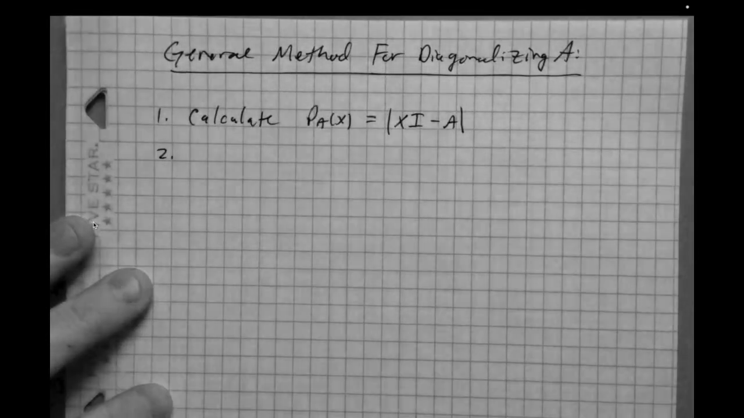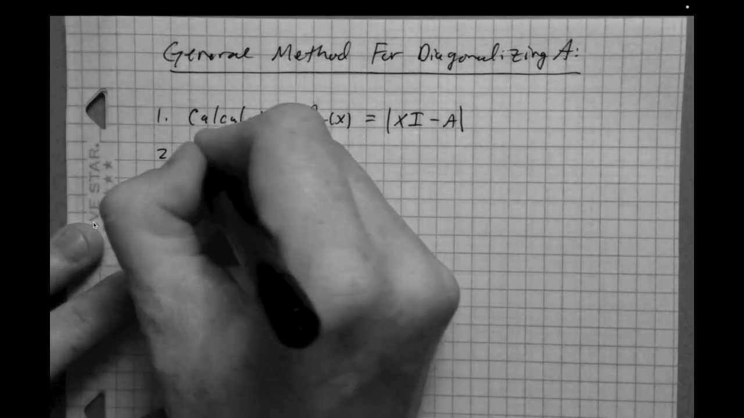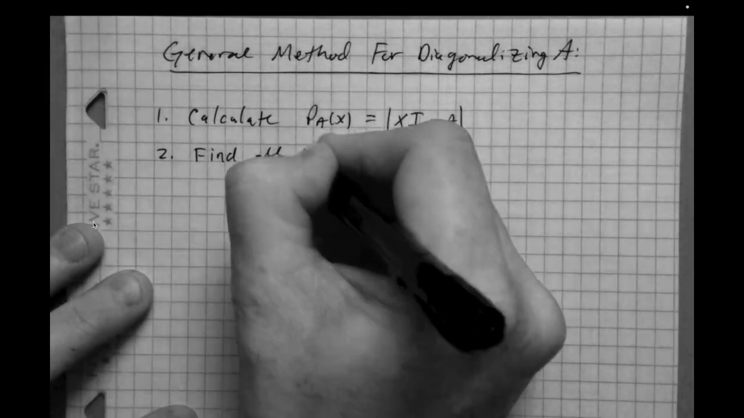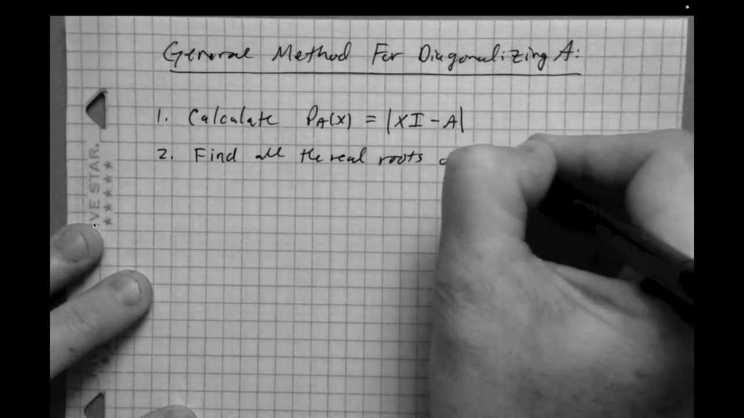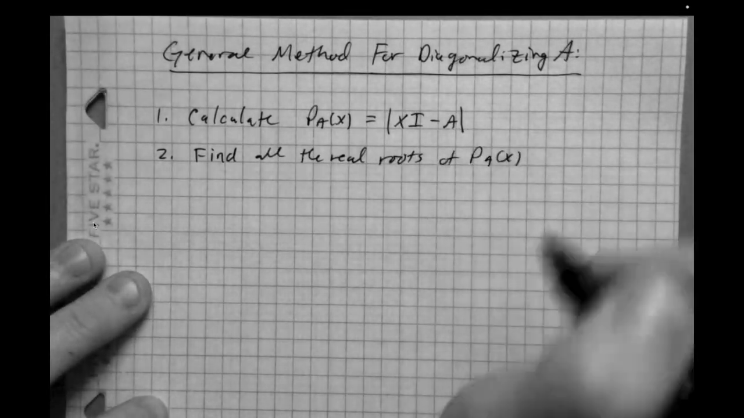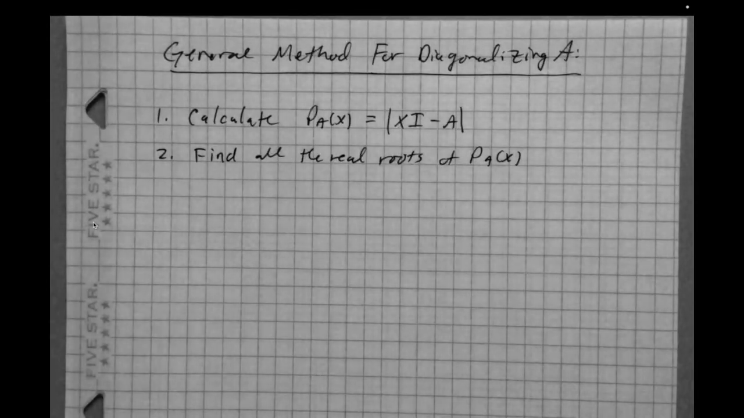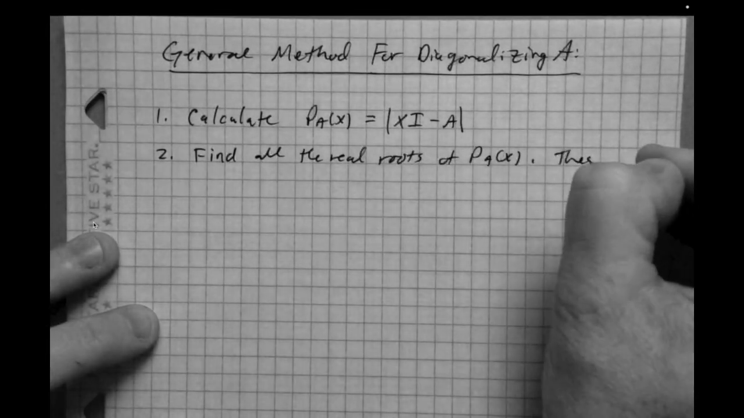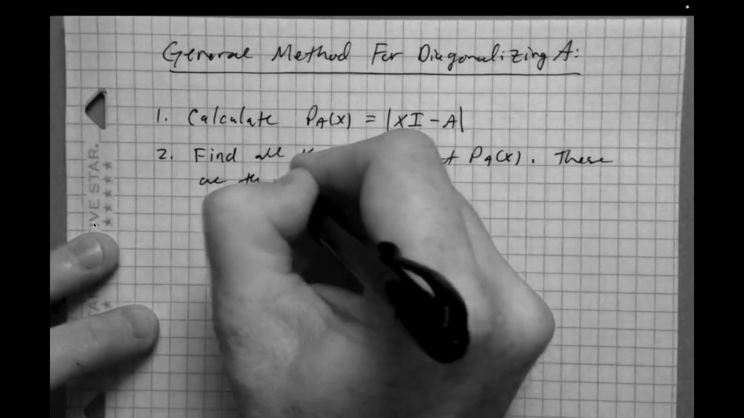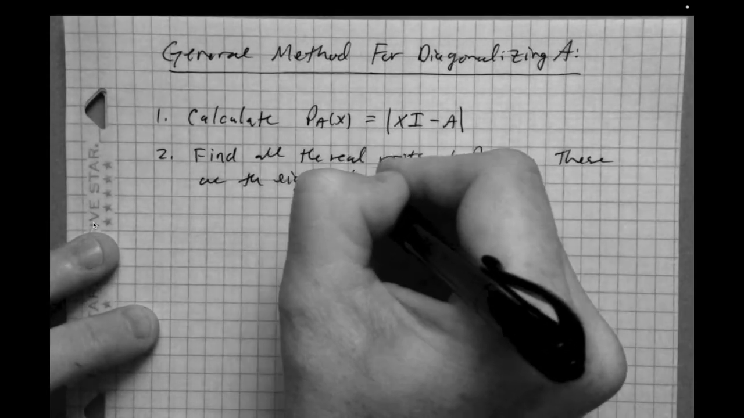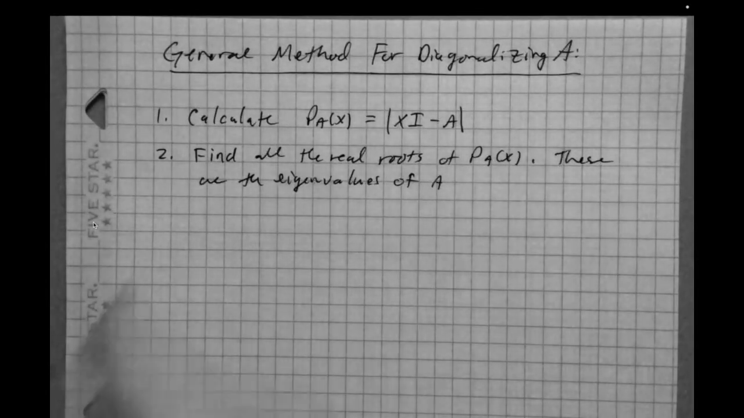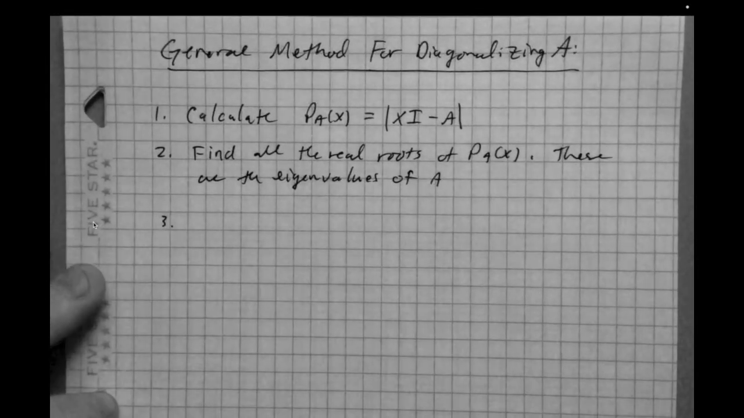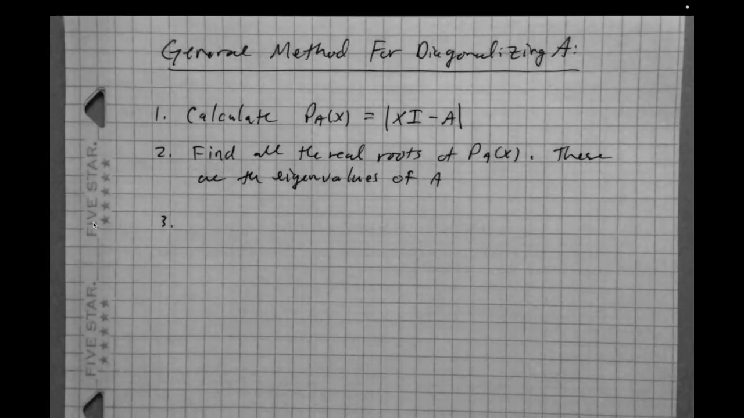Step 2 then is to find the eigenvalues. Find all the real roots. These are the eigenvalues of A. Step 3 then, we need the eigenvectors.